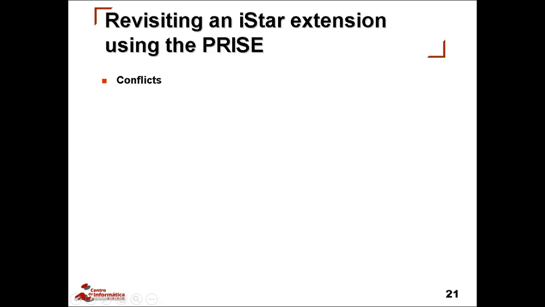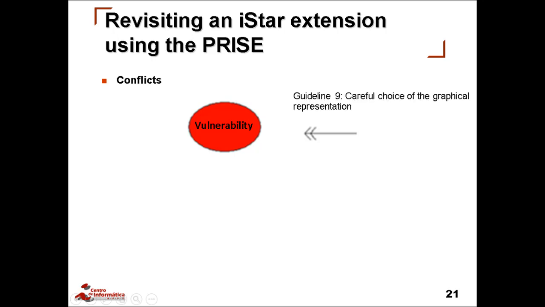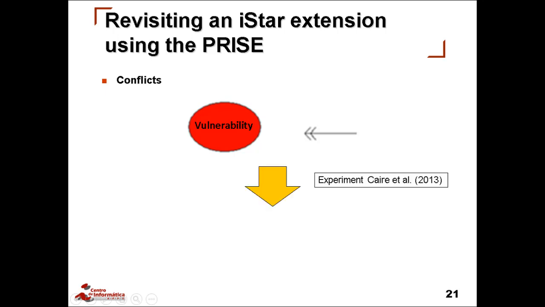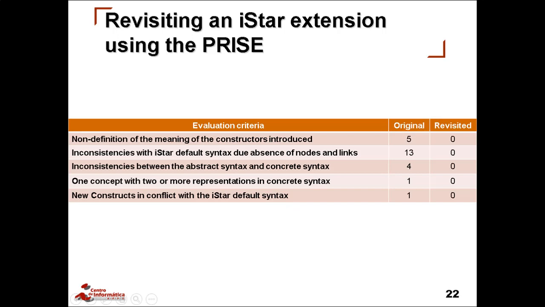We have identified some conflicts. For example, vulnerability was represented by the same symbol used to represent belief. Furthermore, the satisfaction relationship conflicted with the link from another iStar extension. So, we followed the guideline 9, which recommends following a careful way to propose these representations. Then, we followed the approach suggested by CARE, and finally obtained new graphical representations for vulnerability and satisfaction link. Finally, we can conclude that we have corrected inconsistencies and conflicts from the original version. Therefore, the PRISE has been efficient.